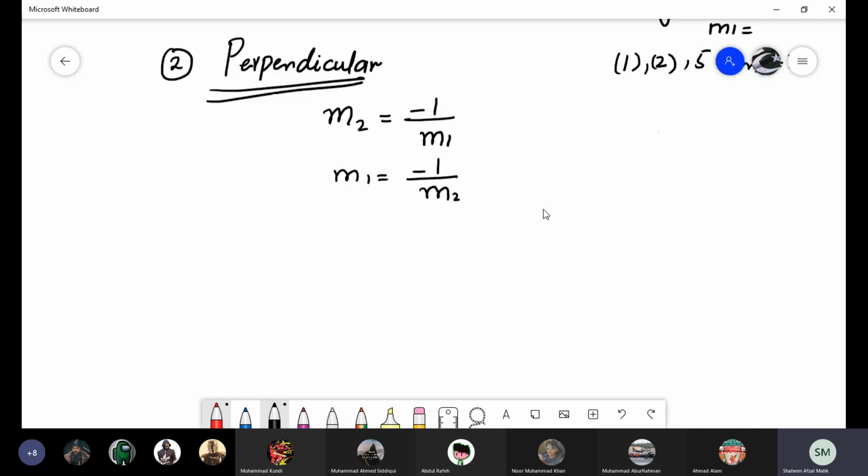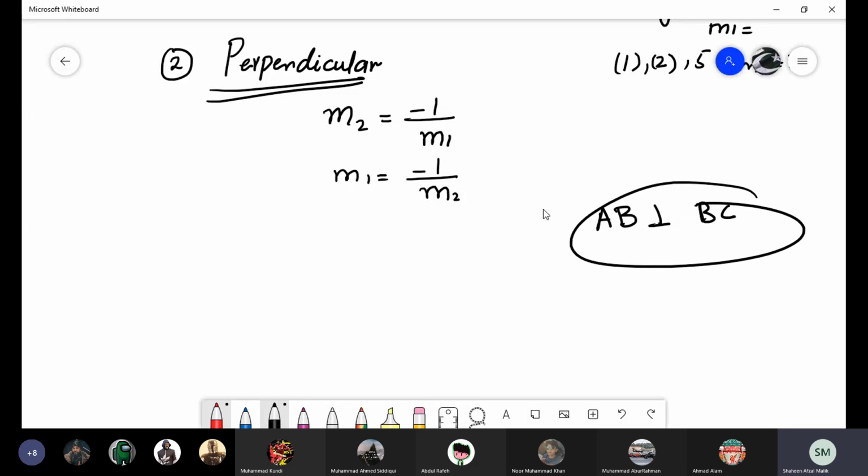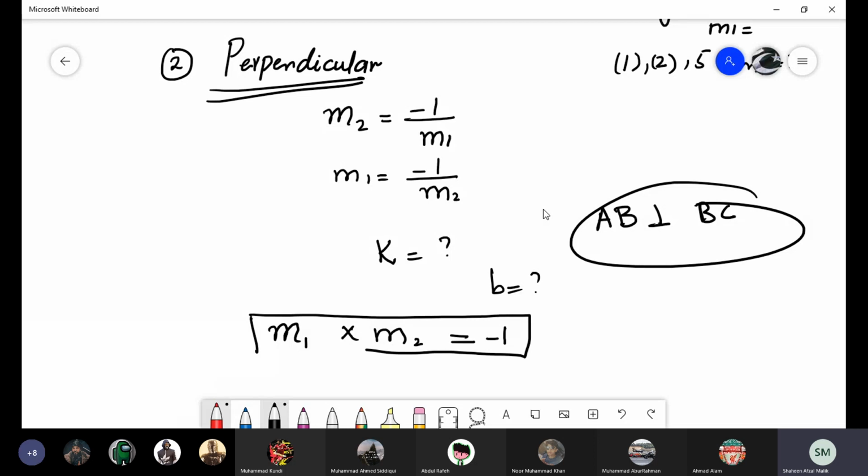But if the question is that the two lines are perpendicular to each other, like AB is perpendicular to BC, and you have to find out the value of any unknown, let's suppose that is k, you have to find out the value of k, value of b, something like that. In that case, you have to apply the formula: the gradient of line 1 multiplied by the gradient of line 2, and you have to keep it equal to -1. This is the formula. Remember that this is the only formula you have to use.